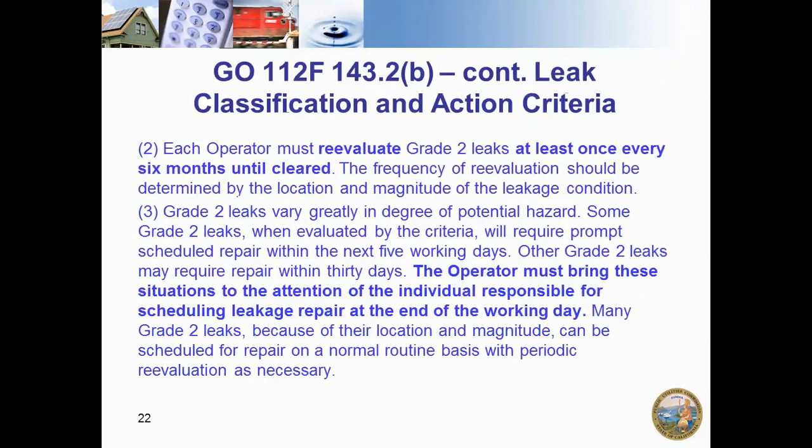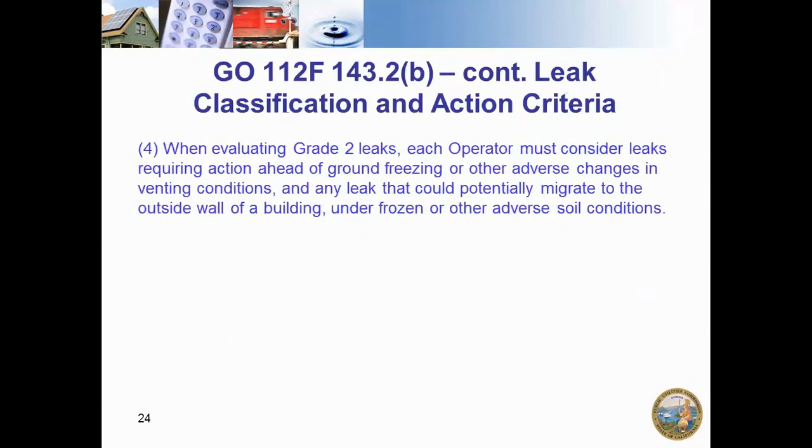Grade 2 leaks vary greatly in degree of potential hazard. Some grade 2 leaks, when evaluated by the criteria, require prompt scheduled repair within the next 5 working days. So if it's a grade 2 leak but could very easily become hazardous, then you may be required to accelerate your repair schedule. And just some more information here on that probability: conditions that may cause a grade 2 leak to require more immediate repair.